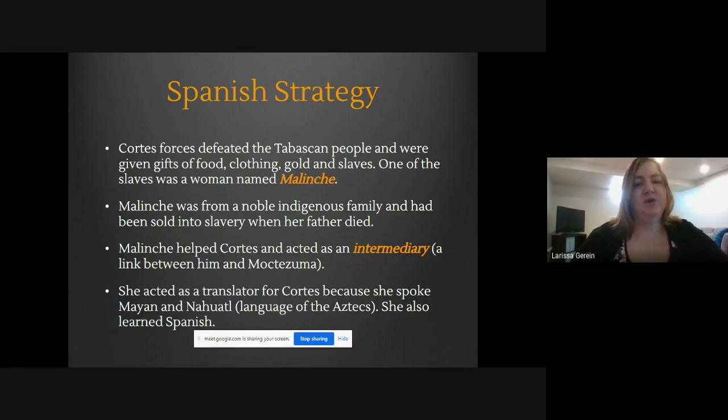And so she was from a noble indigenous family and had been sold into slavery when her father died. Malinke helped Cortez and acted as an intermediary. So that means she was helping them to communicate with each other. She helped Cortez to communicate with Moctezuma because she was able to act as a translator, okay? Because she spoke Mayan and Nahuatl, the language of the Aztecs, and she eventually learned Spanish, which of course was what allowed her to be able to act as a translator between Cortez and Moctezuma.